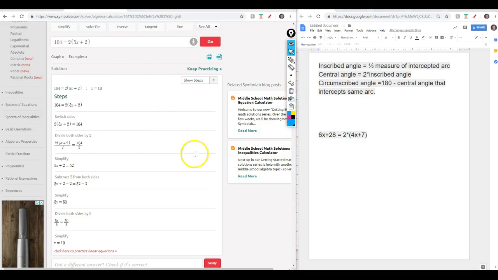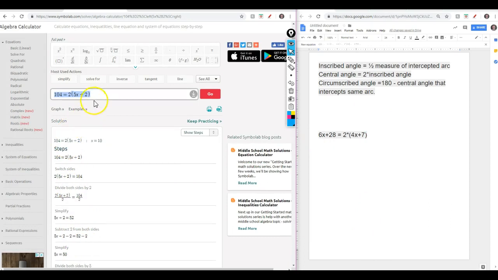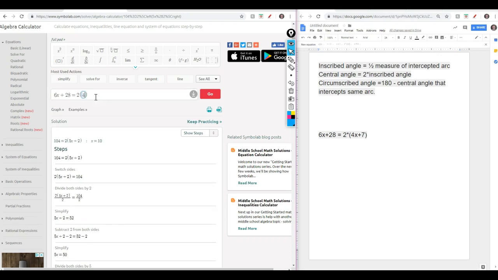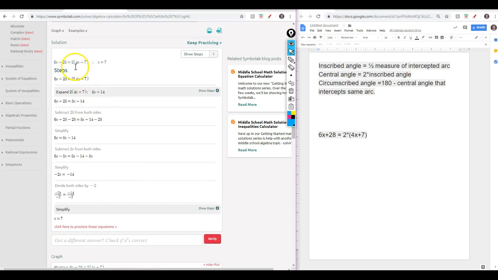Again, if you didn't watch the previous one, I am just going to use an algebra calculator. It's simpler than typing everything out because it shows you the steps exactly. So 6x plus 28 is equal to 2 times 4x plus 7. Go. And it does tell us the steps. It says to expand it, so it multiplied 2 times 4x plus 7, which creates 2 times 4 is 8x, 2 times 7 is 14. So this statement becomes this statement right here.